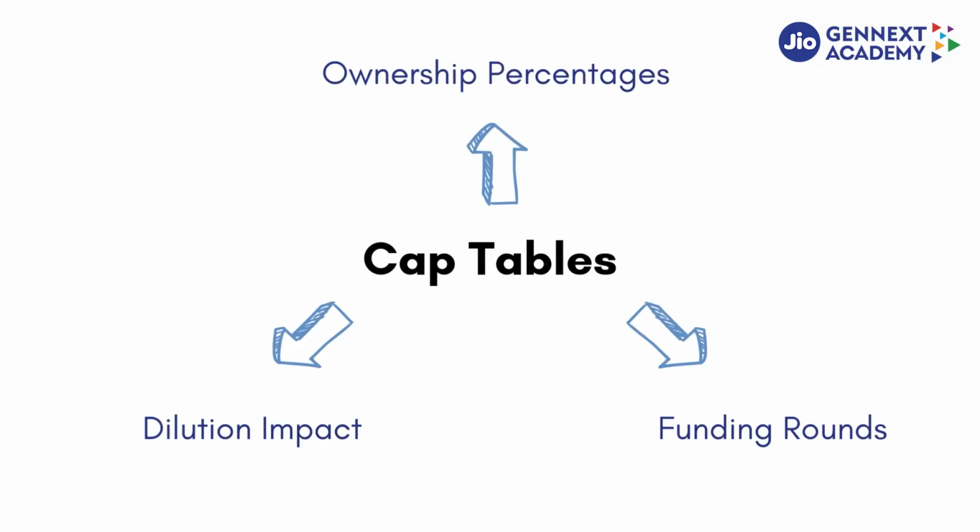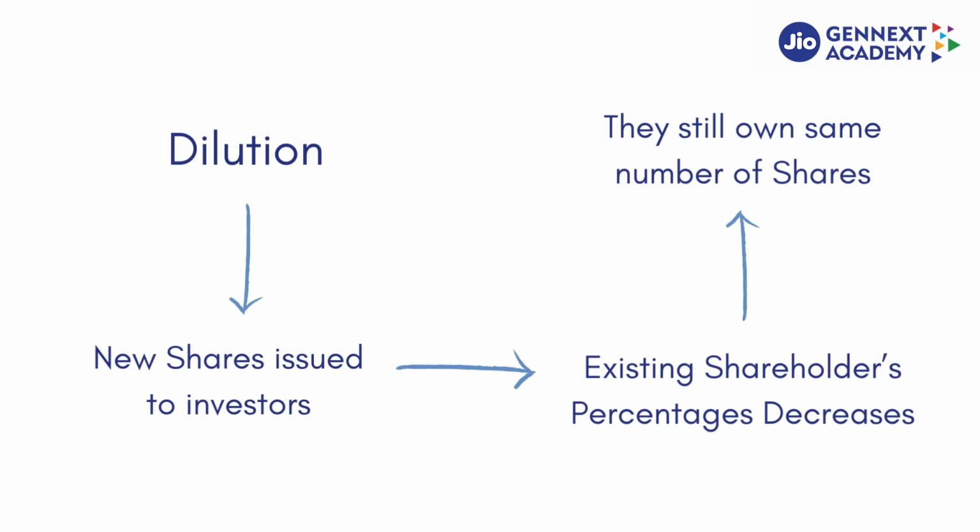Cap tables don't just reflect ownership percentages. They also track the impact of dilution, rounds of funding, and much more. Today we are going to understand all of this with the help of a practical example. Let's start with the concept of dilution. This occurs when new shares are issued to the investors and existing shareholders' percentages decrease even though they still own the same number of shares.